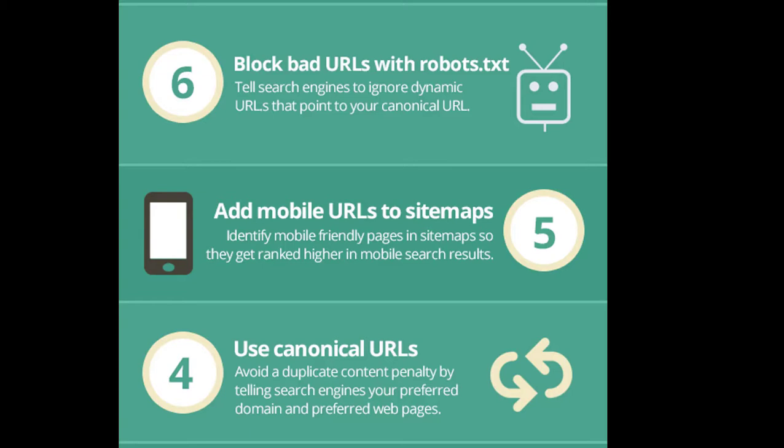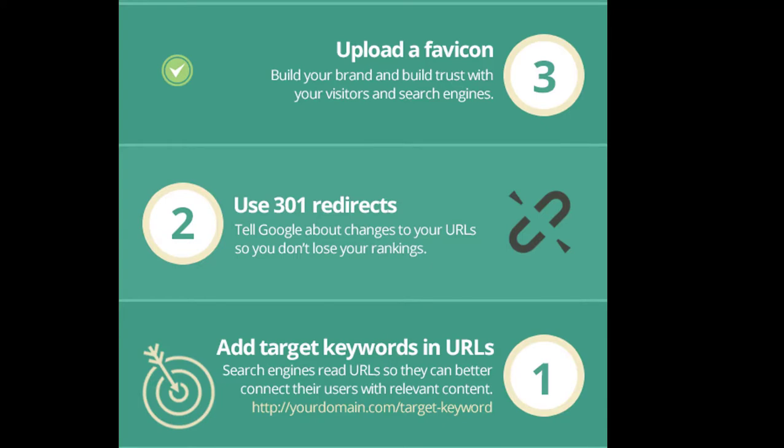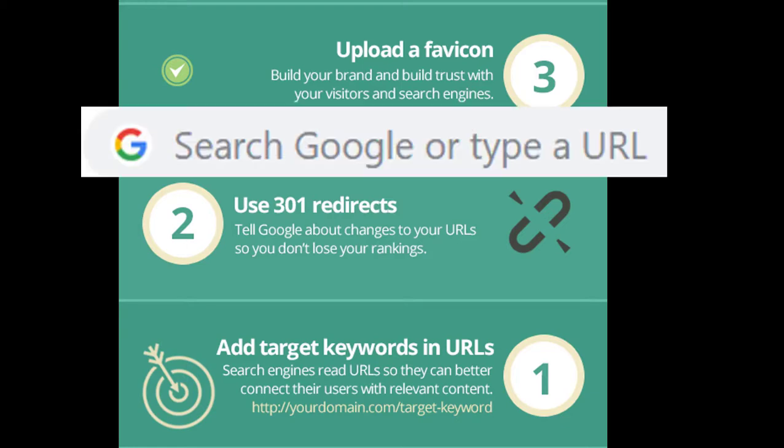And next, you can use the canonical URL to avoid duplicate content. The canonical URL is usually the homepage of a website. And there are many ways to optimize a URL, like uploading a favicon. So what is a favicon? Favicon is the URL icon. As you can see in this example, the favicon here is the logo of Google.